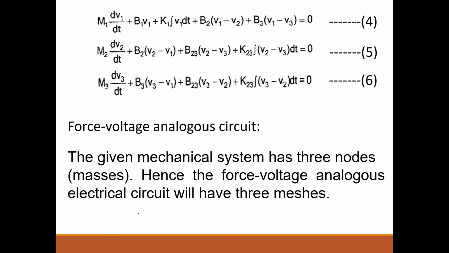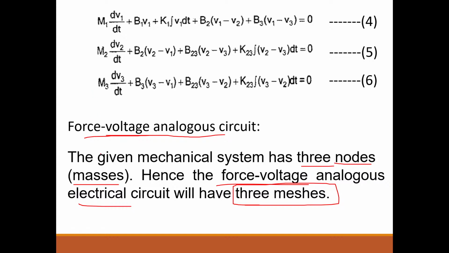Therefore, there will be 3 meshes in the force voltage analogous circuit. In the force voltage analogous circuits, how many meshes will there be? There will be 3 meshes. Why? Because there were 3 masses, or we can even call them 3 nodes, in the given mechanical system. So there will be 3 meshes in the force voltage analogous electrical circuit.